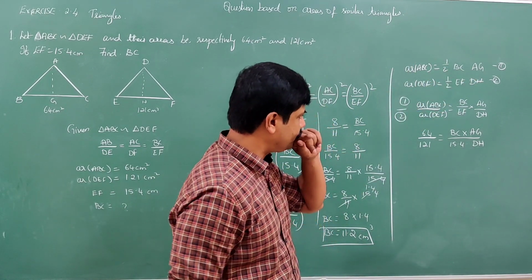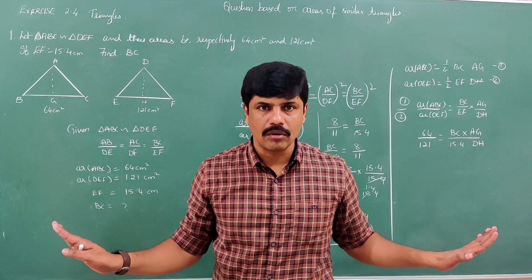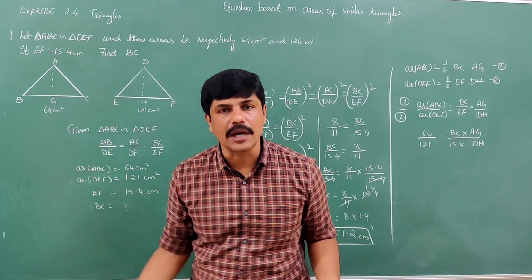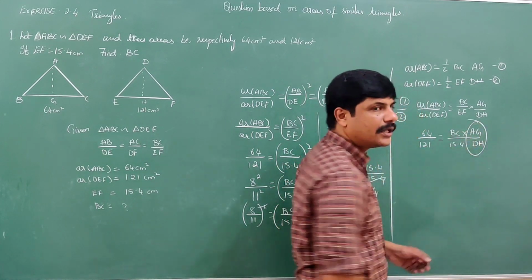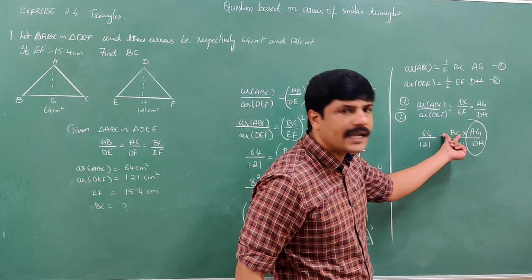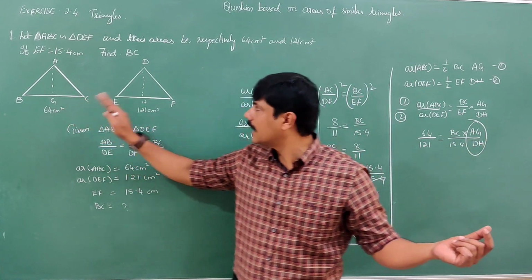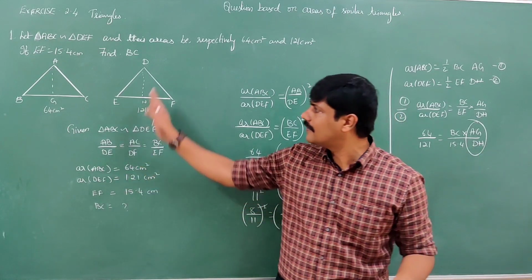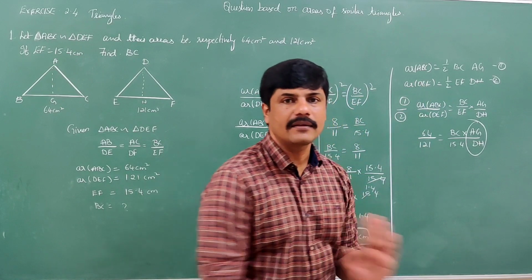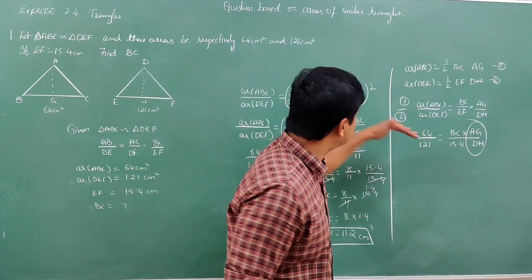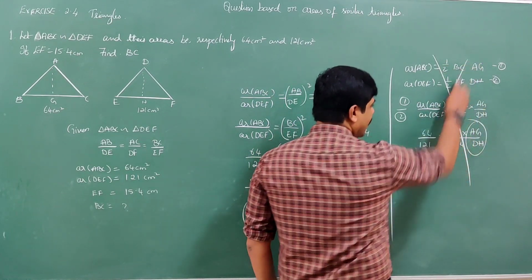If you just apply the area of the triangle formula, half into base into height, why not possible? Because the heights of both the triangles we do not know. When the heights of both the triangles we do not know, then it is impossible to find BC at all. We must know AG, which is nothing but the height of ABC, and DH, which is nothing but the height of DEF. Without knowing that, you cannot apply this formula. You cannot solve this problem in this way. Therefore, this method is rejected.